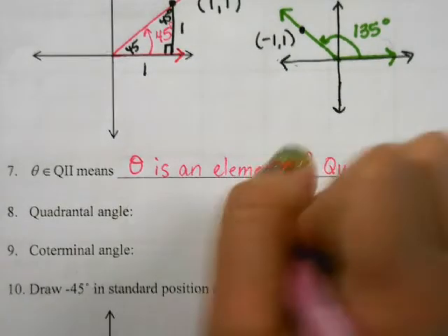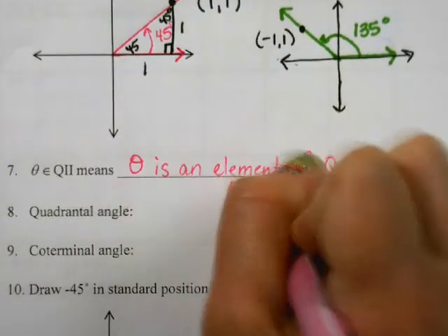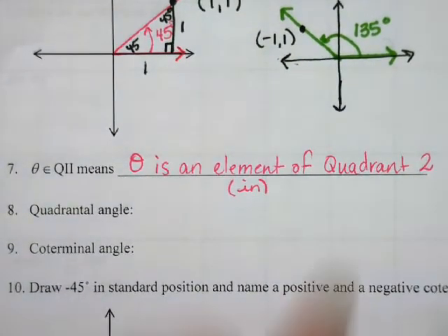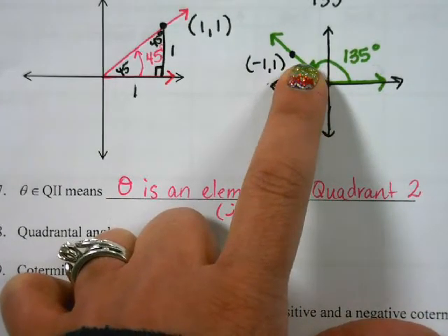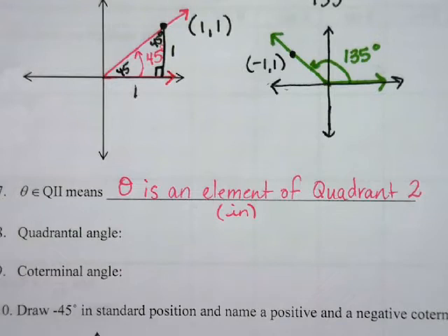I want you to think about element as in. Theta is in quadrant 2. This angle right here, the green one we just did, is in quadrant 2. 135 is an element of quadrant 2. My angle is in quadrant 2.